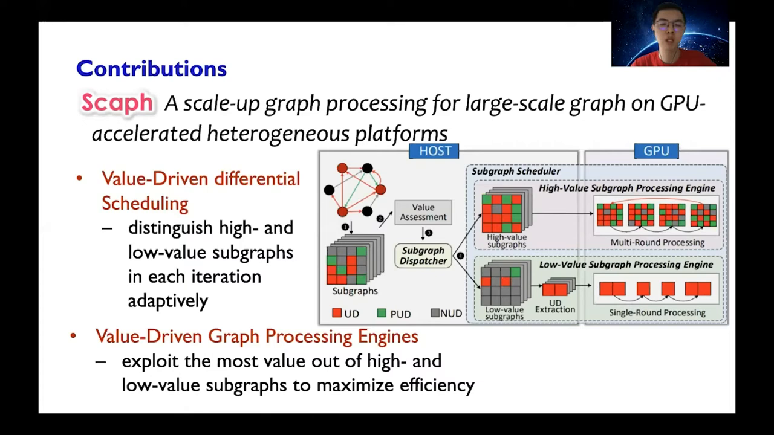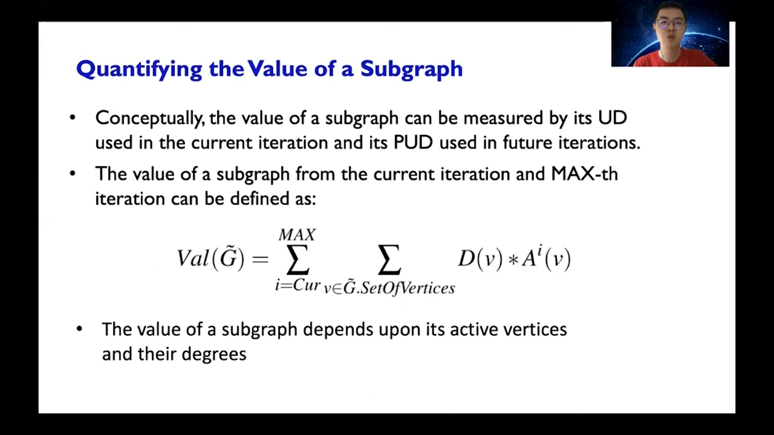In the graph computation process until convergence, the value of a subgraph G can be measured in terms of its UD used in the current iteration and its POD used in future iterations. Therefore, the value of a subgraph can be defined as the equation, where D represents the number of outgoing edges of a vertex, and A indicates whether V is active or not in a specific iteration. We can thus say that the value of a subgraph depends on its active vertices and their degrees.